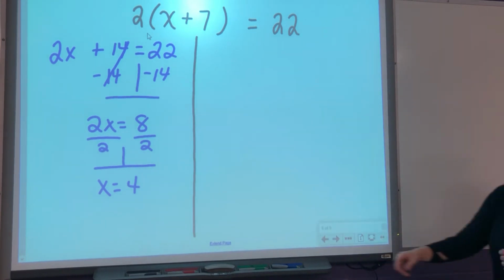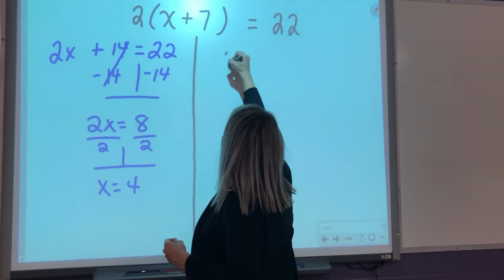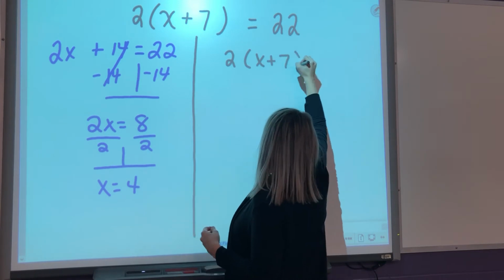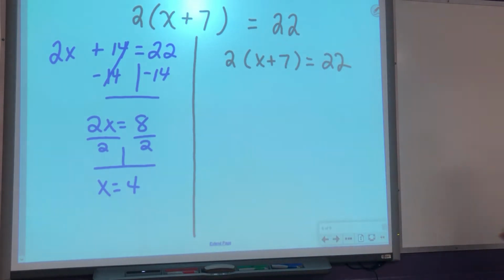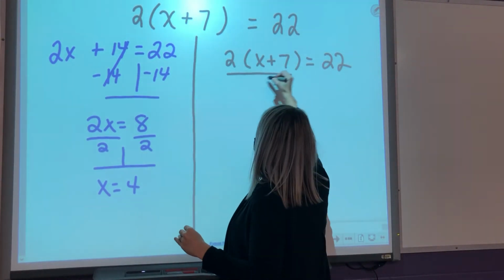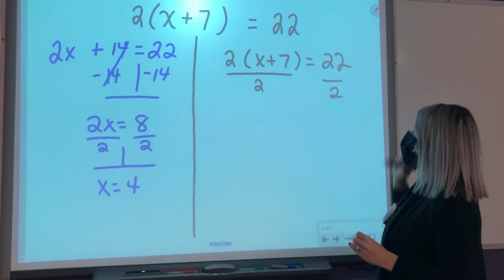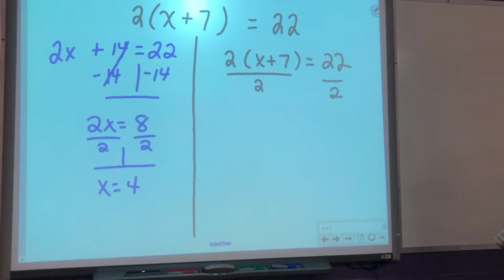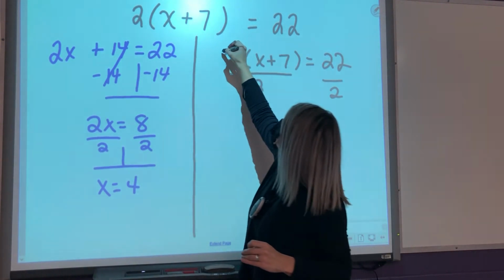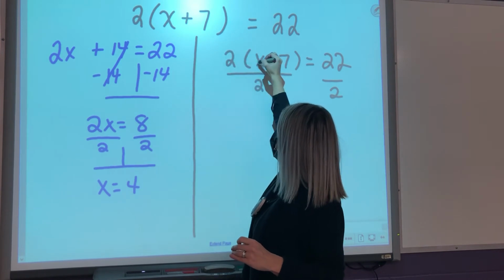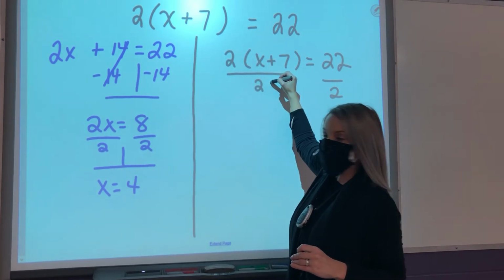Okay, so 2 times x plus 7 equals 22. 2 is being multiplied by the variable term x plus 7. So the inverse of multiplying by 2 would be dividing by 2. So if I divide left by 2, I also need to divide your right by 2. Okay? So your 2 multiplied by 2, divided by 2, there's your inverse operation.